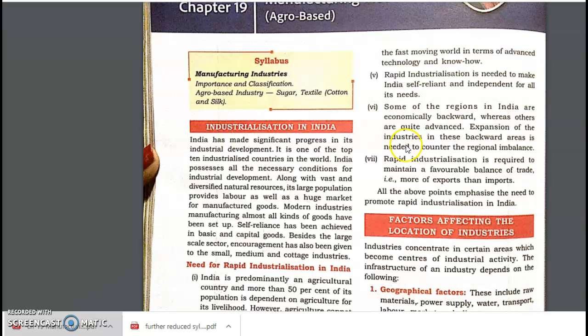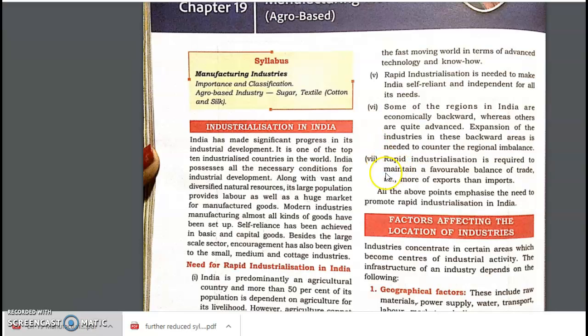Expansion of the industries in these backward areas is needed to counter the regional imbalance. So if you have industries in the backward area, people will get economic self-sufficiency. Therefore, the imbalance in the economy of a country on the basis of regions, whether advanced or backward, will be removed.